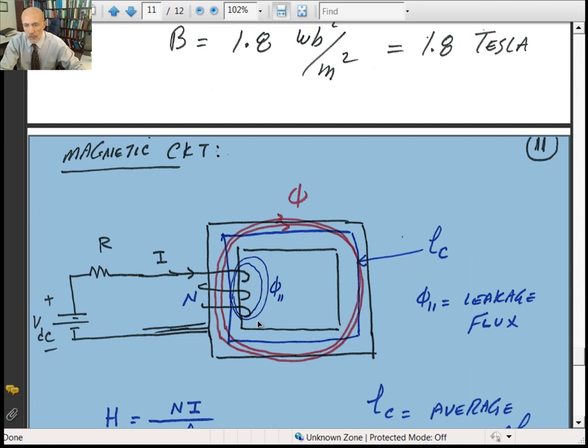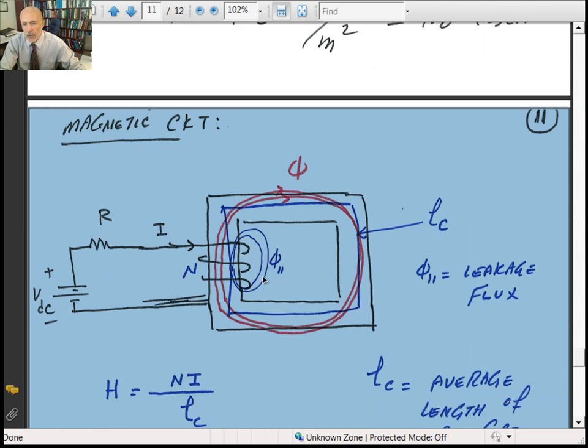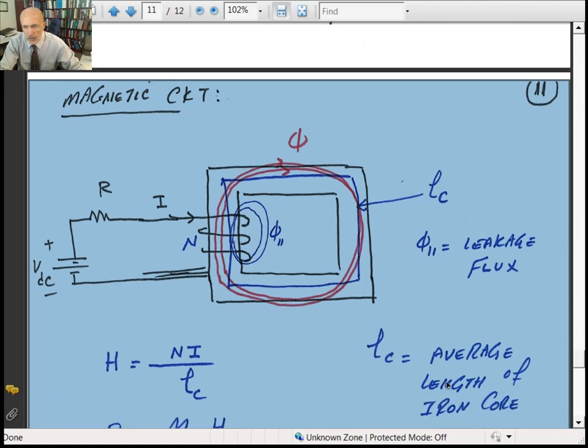You see that with transformers, they're not electrically coupled. There's no connection between the primary and the secondary, they're electrically insulated, but they're magnetically coupled. That transformation takes place due to the mutual flux generated by the current on the primary transferring into the secondary. Some of that flux is called flux leakage, Phi11, and the rest will go to the second coil. Right in the middle, we're going to call that the average length of the core, L sub C, the average length of the iron core.